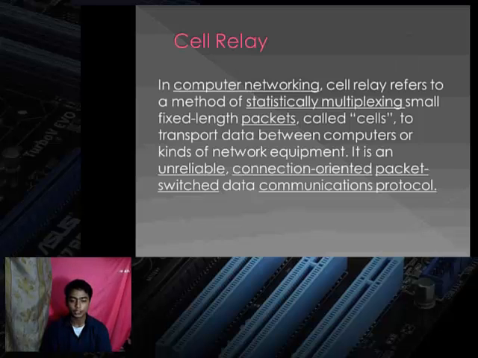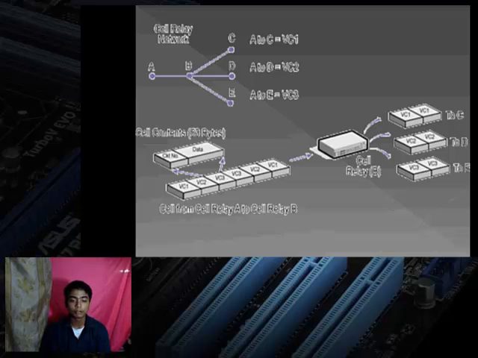Cell relay. In computer networking, cell relay refers to a method of statistically multiplexing small fixed-length packets called cells to transfer data between computers or kinds of network equipment. It is an unreliable connection-oriented packet switched data communication protocol. Cell relay transmission rates are usually between 56 kilobits per second and several gigabits per second.